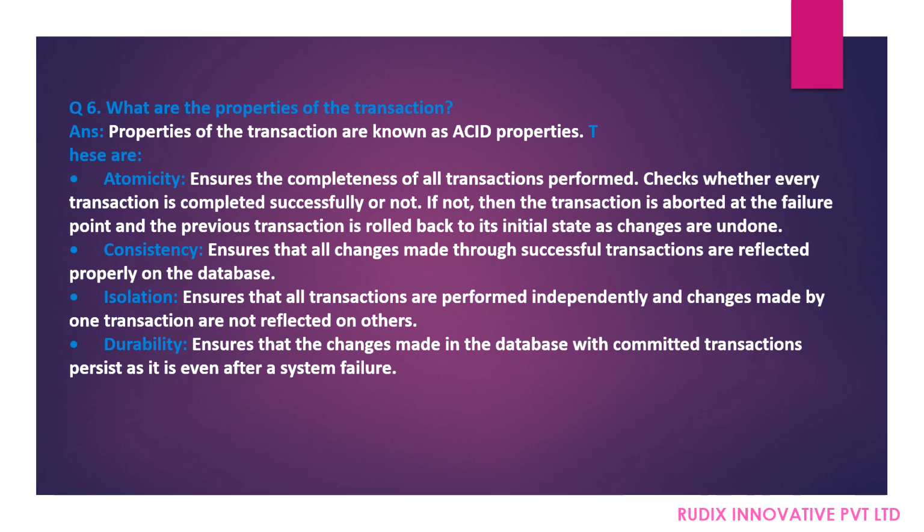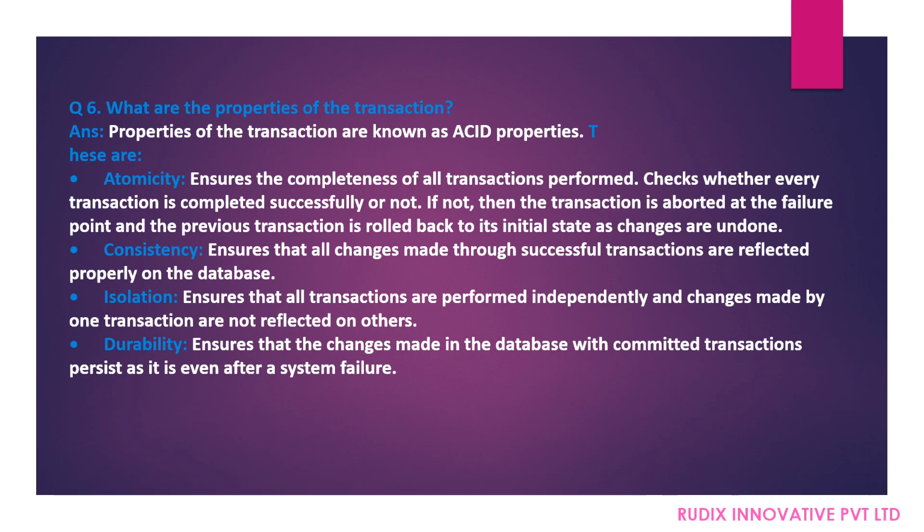In atomicity, all operations within a transaction are either completed successfully and committed to the database, or none of them are applied if any operation fails. It ensures the completeness of all transactions performed. If a transaction is not completed successfully, it is aborted at the failure point, and the previous state is rolled back to its initial state as changes are undone.